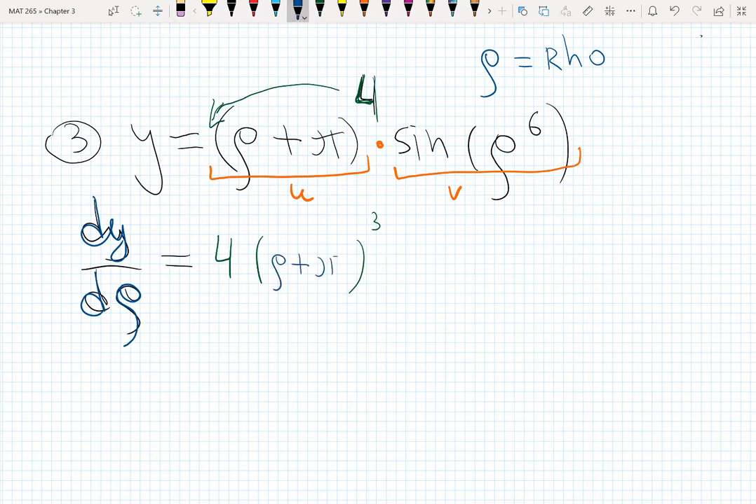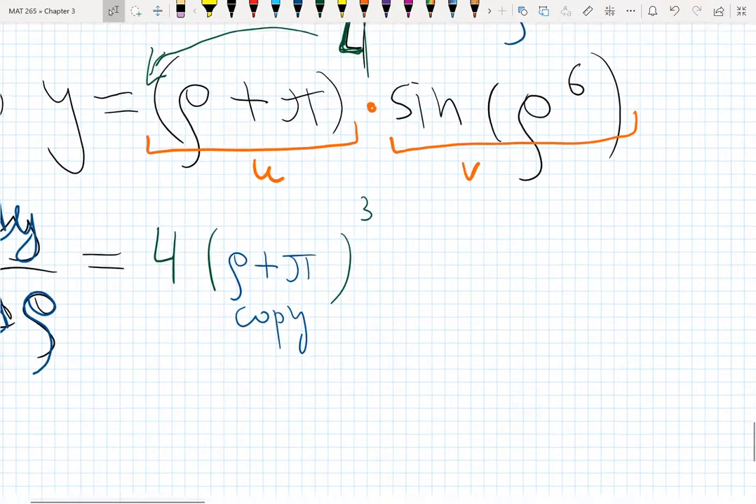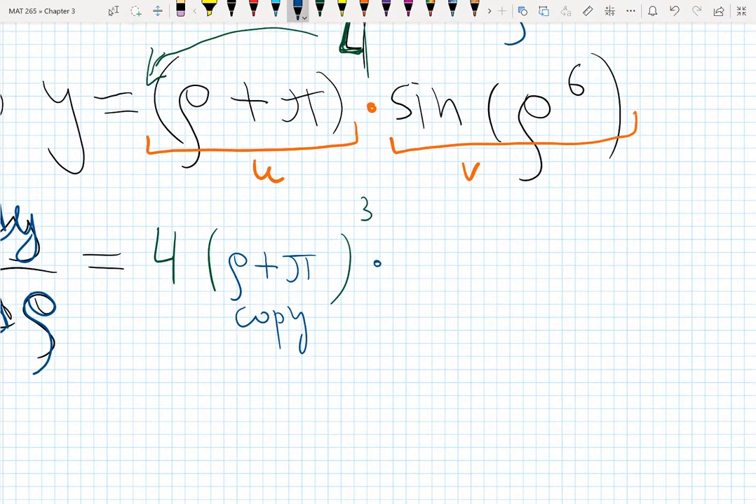Rho plus pi. Because chain rule says don't touch the inner part until you finish differentiating the part outside. 4 goes down, copy. Change the exponent. Then don't stop. It says times. Now you can look inside. You can look either over here or you can look at the original part. And differentiate rho plus pi. And that's where students get stuck.